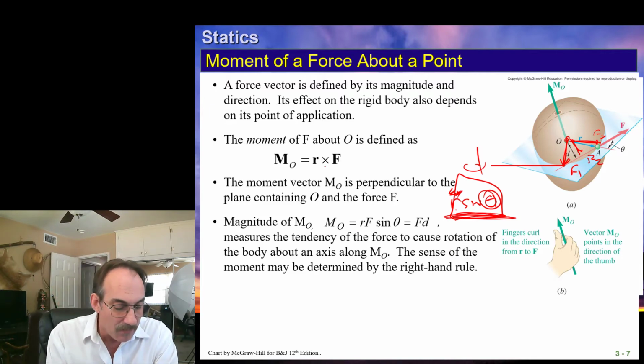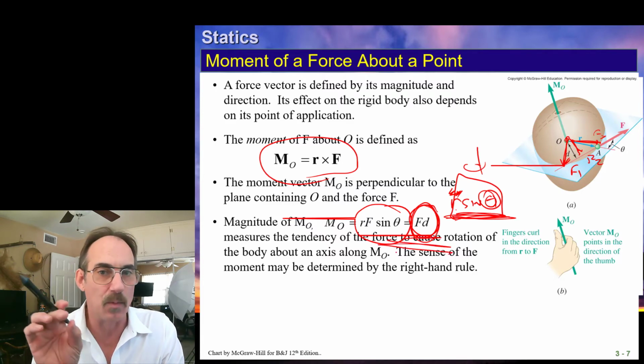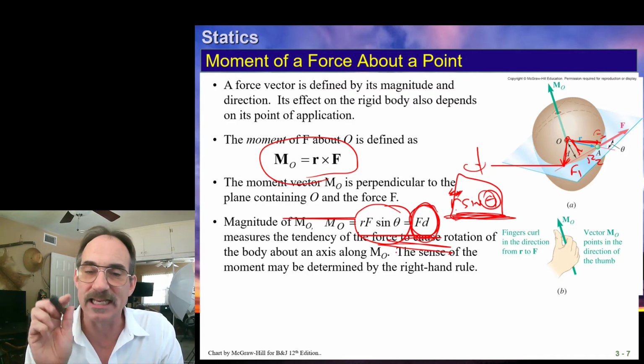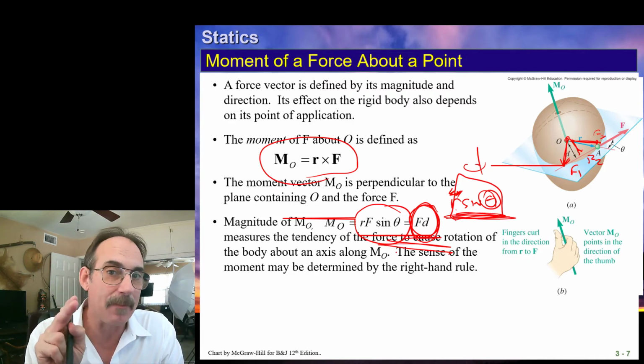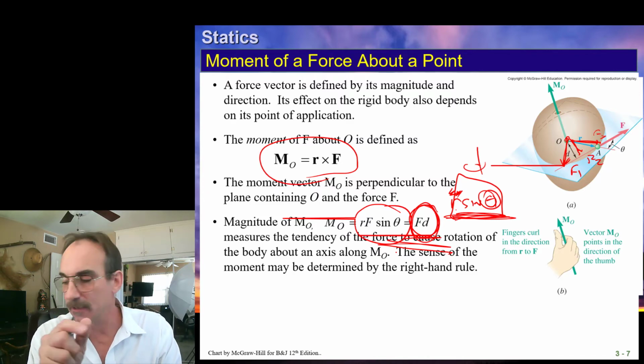So for the cross product, the magnitude is just RF sine of the angle between, which is simply F times the perpendicular distance. This idea is foundational, pivotal, and will hit you over and over and over again in statics, dynamics, structures 1, structures 2, and beyond.